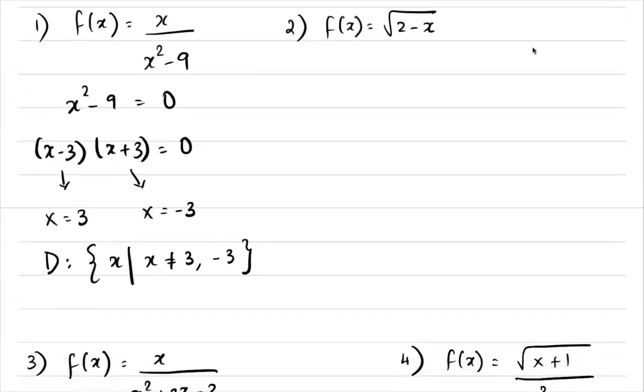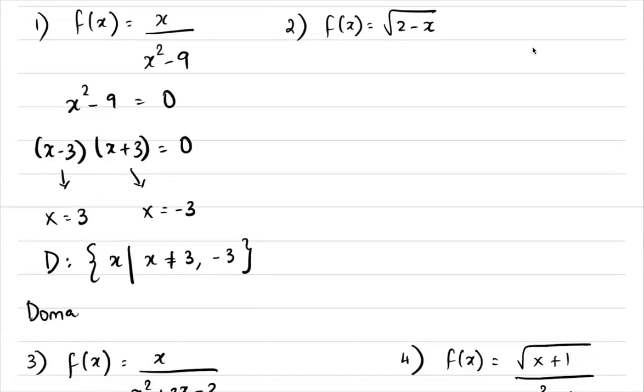So if all other numbers are allowed except 3 and negative 3, you can write the domain in interval notation like so. Negative infinity to negative 3, everything is allowed except negative 3 itself. Then everything between negative 3 and positive 3 is allowed, and then 3 to infinity is allowed. The only two numbers that are not allowed are negative 3 and positive 3 themselves.